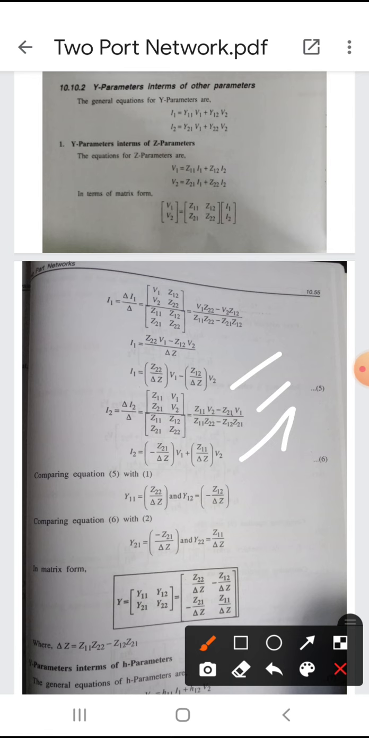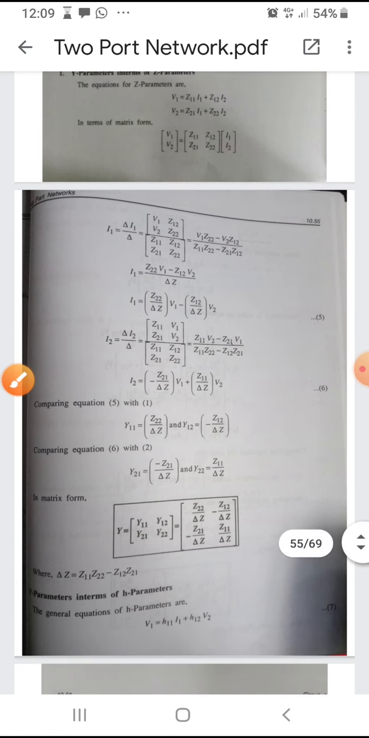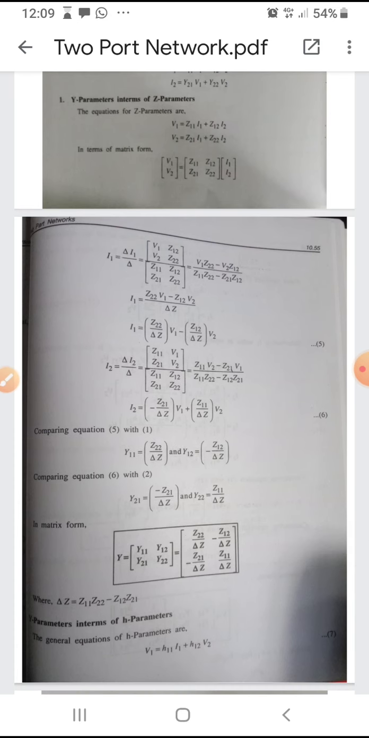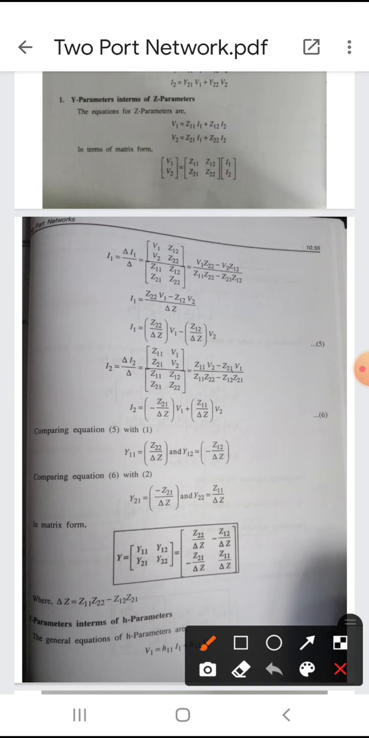So now compare this I1 I2 equation with the y parameter equation. That means we are going to write y parameter in terms of z parameter. So you want to compare this equation with the y parameter equation. So you got y11, equal to minus z by del z.